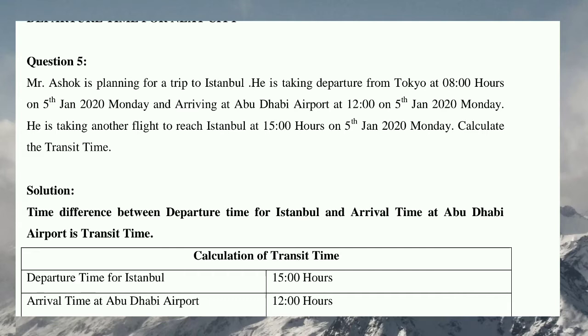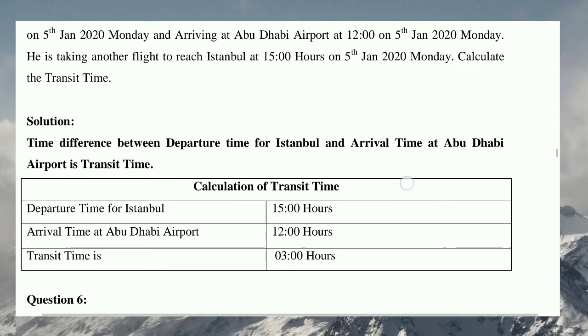So how can we calculate the transit time? With the help of the arrival time. What is the arrival time in this question? The arrival time is 12 hours at Abu Dhabi airport. Once you know the arrival time, that is 12 hours, you have to find out the departure time for the other city, that is Istanbul. The departure time for the next city, Istanbul, is 15 hours. The difference between the departure time for Istanbul and the arrival time at Abu Dhabi airport is our transit time.